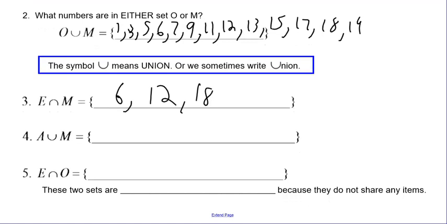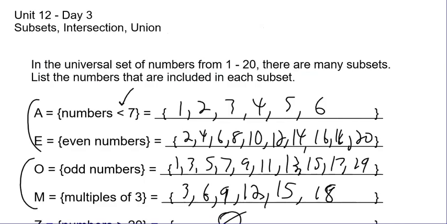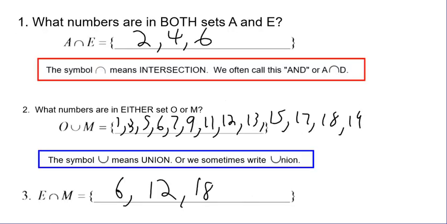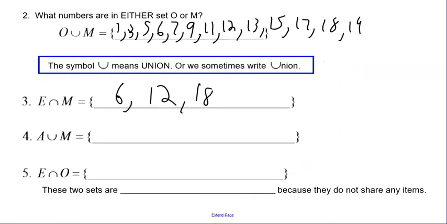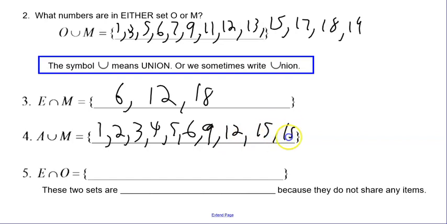Now how about A or M? A is the numbers less than 7. So again, that's your 1, 2, 3, 4, 5, and 6. M is the multiples of 3: 3, 6, 9, 12, 15, 18. And we're looking for either one, and we just won't write them both. So that's going to be 1, 2, 3, which is in both, 4, 5, 6, which is in both, along with 9, 12, 15, and 18.